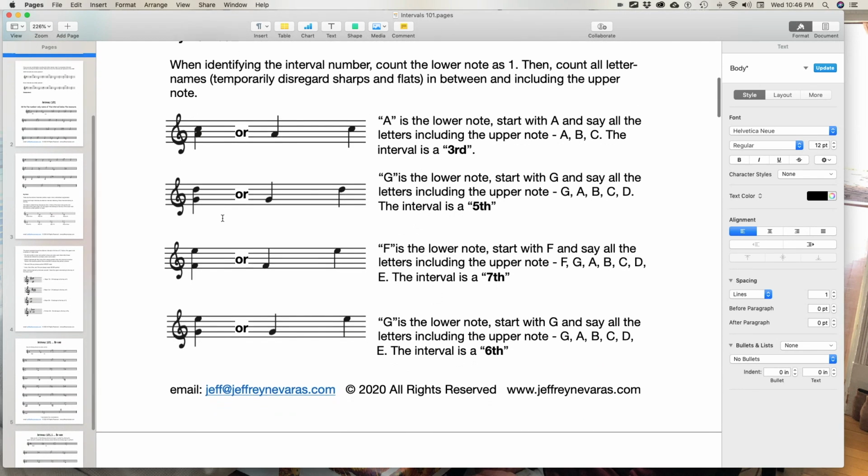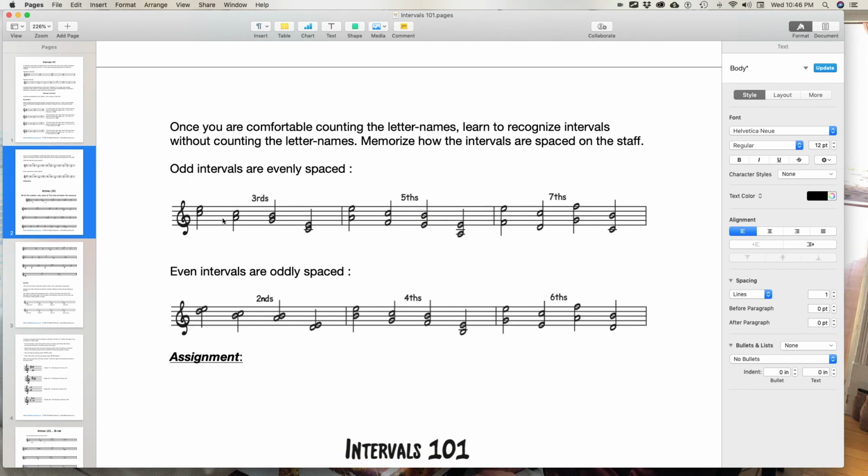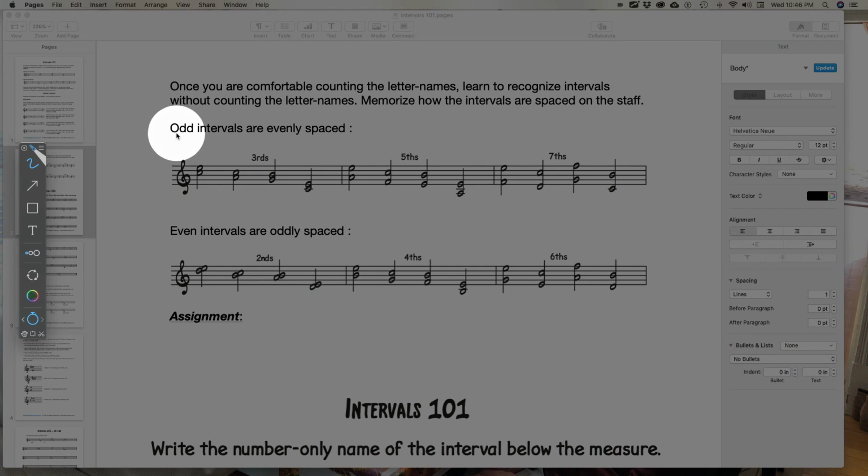The best way to memorize these things is to really drill them, and so I'm going to give you a workbook assignment. But before we get to that, I want to mention that you should be able to recognize these intervals by glancing at them. Thirds, fifths, and sevenths, which are odd intervals, are always evenly spaced. See how it's line, line, space, space, space, space, line, line. These are fifths. We have sevenths. The even intervals, the twos, the fours, and the sixths, are oddly spaced. It's important that you recognize that.